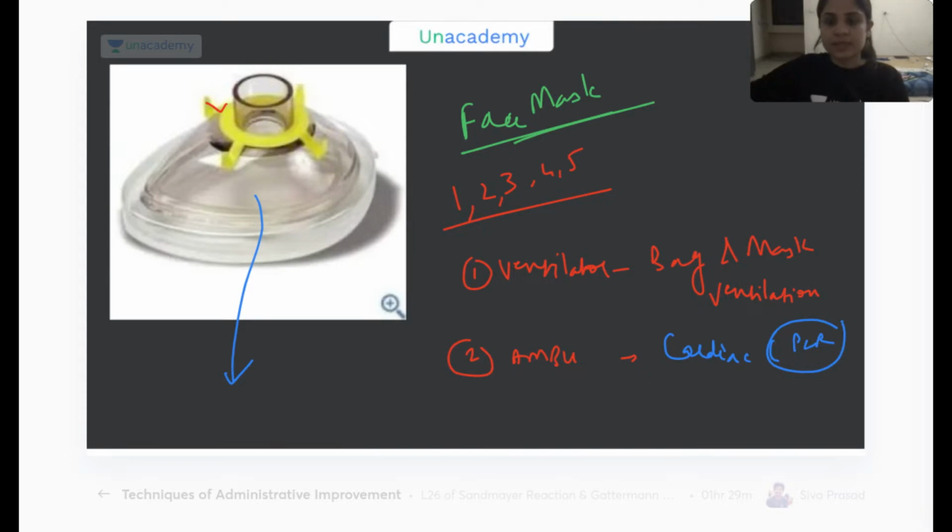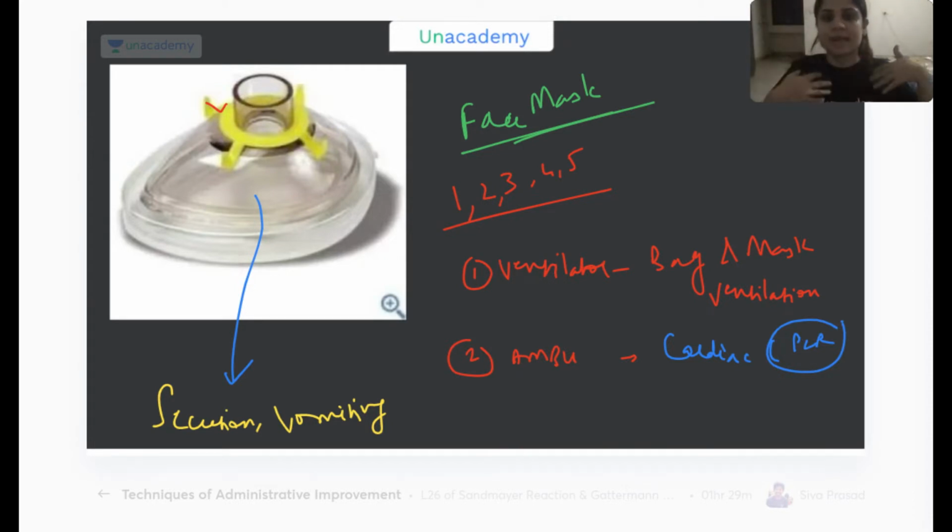Yes, absolutely correct. If there is any secretion or if the patient has any kind of vomiting, that will be seen through this transparent material, because many a times you will just hold the mask onto the face of the patient. Imagine it is a black colored mask and you can't see anything and the patient vomits and you don't remove the mask. What will happen? Along with the positive pressure ventilation, you will push that vomitus back into his airway. So that is aspiration. So to prevent that, you have a transparent mask.